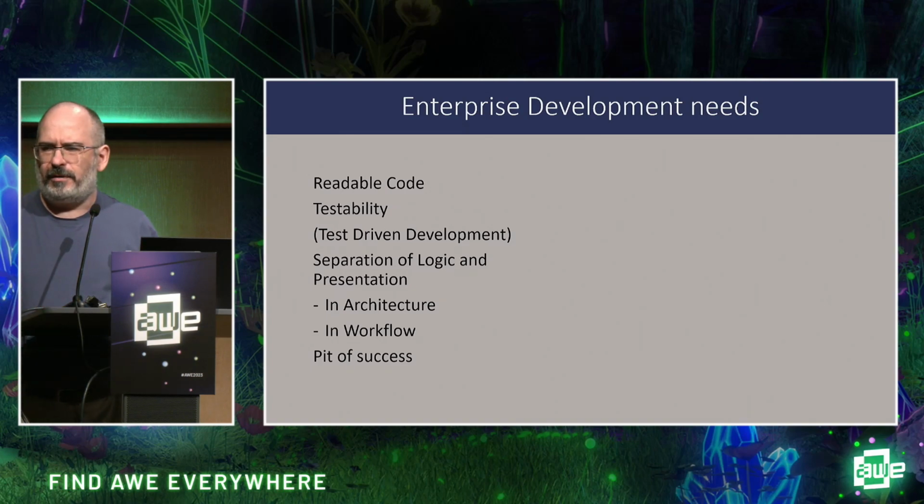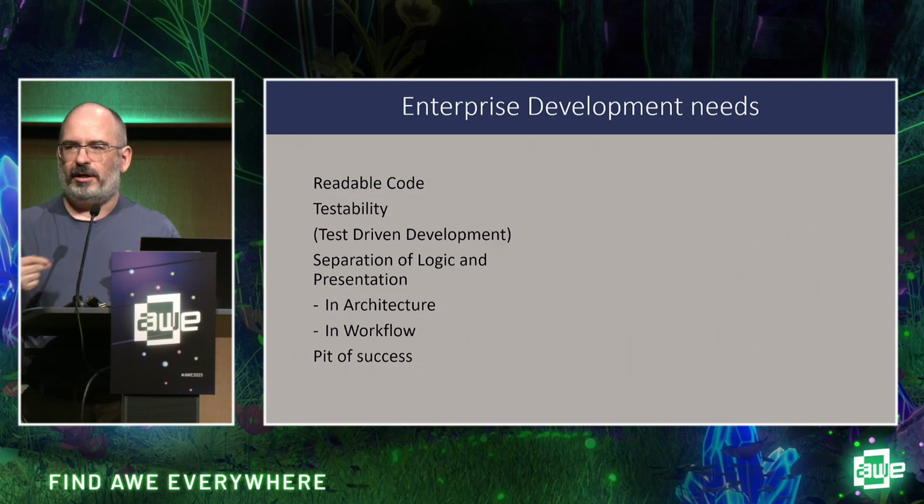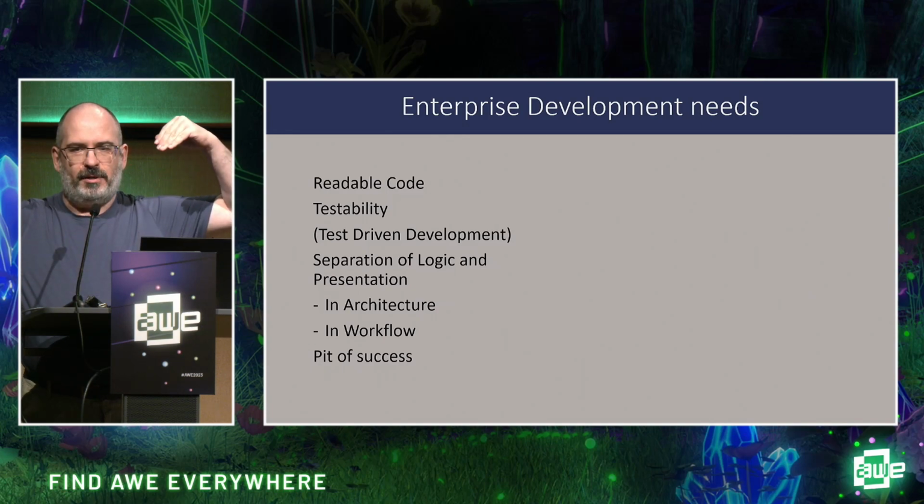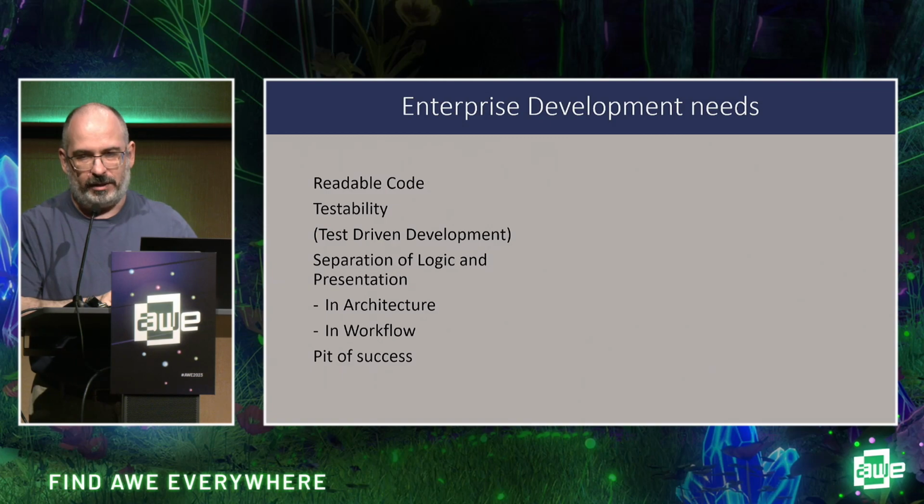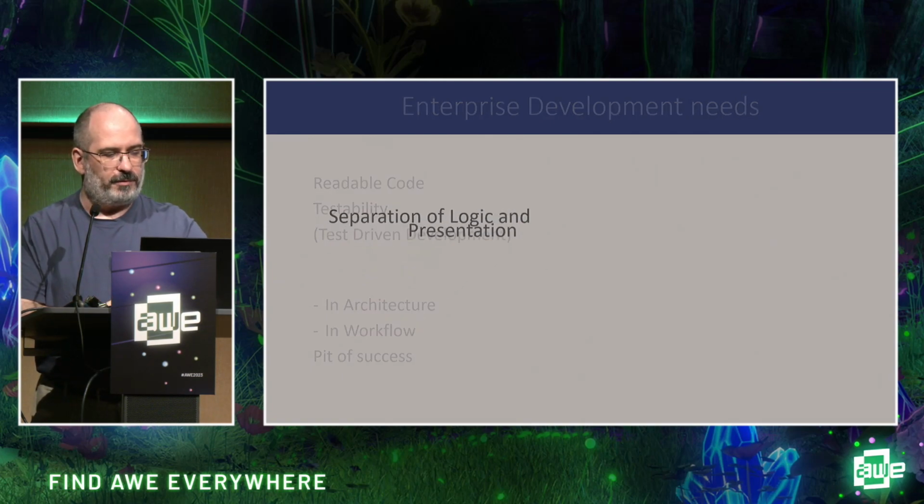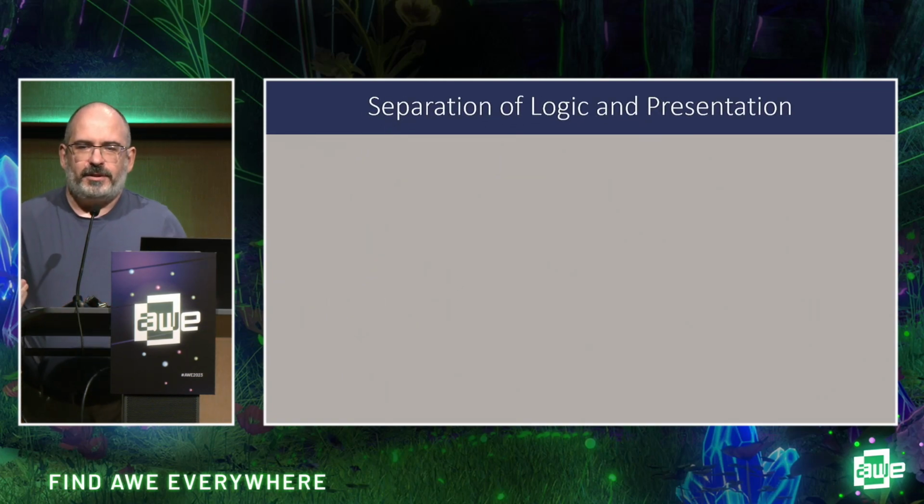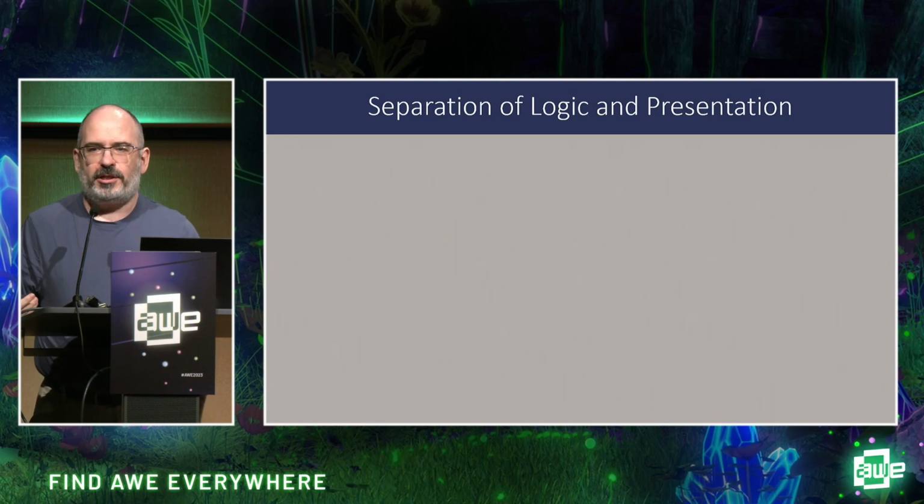And I don't know if you've heard about this, the pit of success. The pit of success basically means to create an architecture where every developer is having a really hard time doing bad stuff, but it's much easier to do right stuff. So as an architect, you have to make sure that your developers fall into this pit of success, and it's very difficult for them to do harmful things. So let's start with the first thing, the separation of logic and presentation.